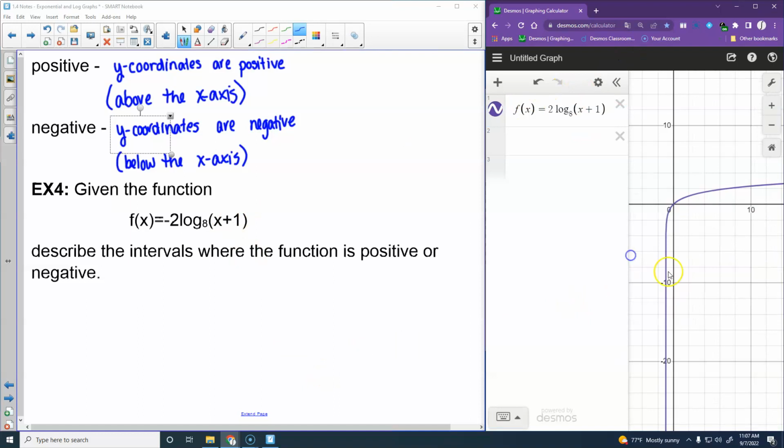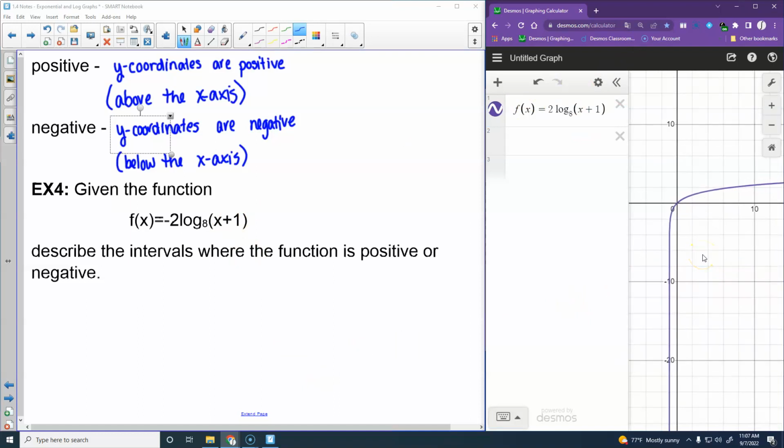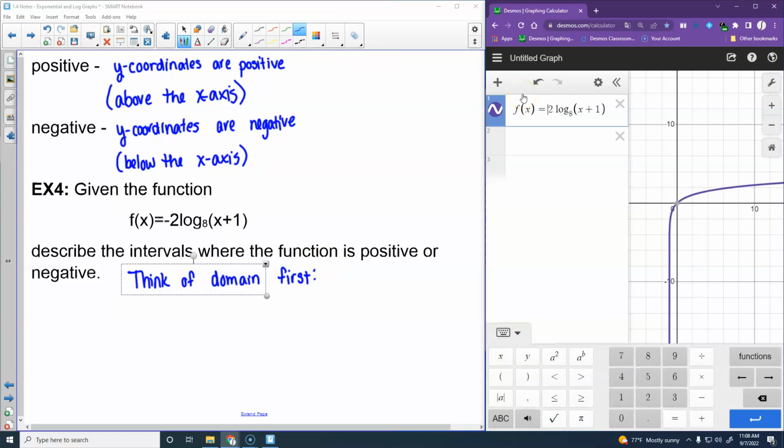All right, so this is our graph right here. Now, anytime you're talking about positive or negative or increasing or decreasing or those sort of things, think of domain first. Oh, it is. Thank you. Let's put that there. All right. That will totally change our answer. So we want to think of domain first.